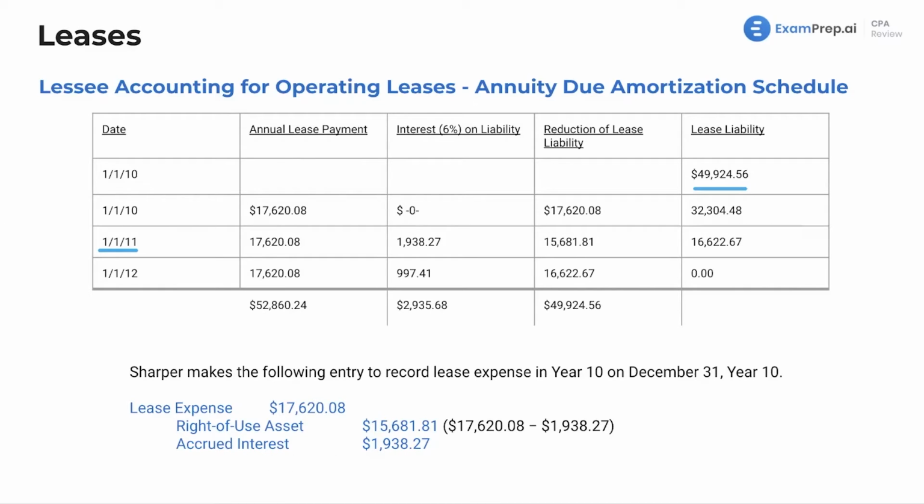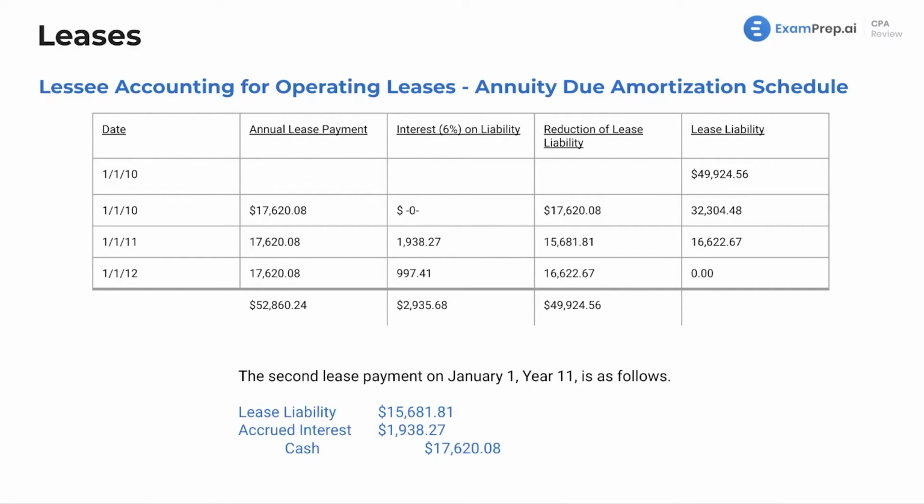Let's see what happens the next day. On January 1st, year 11, what happens? We reduce our lease liability by the principal. We are going to reduce our accrued interest because we're paying it now. And how do we pay down our liabilities? Well, we have to pay it with cash. Perfect. That's the journal entry at the beginning of year 11.